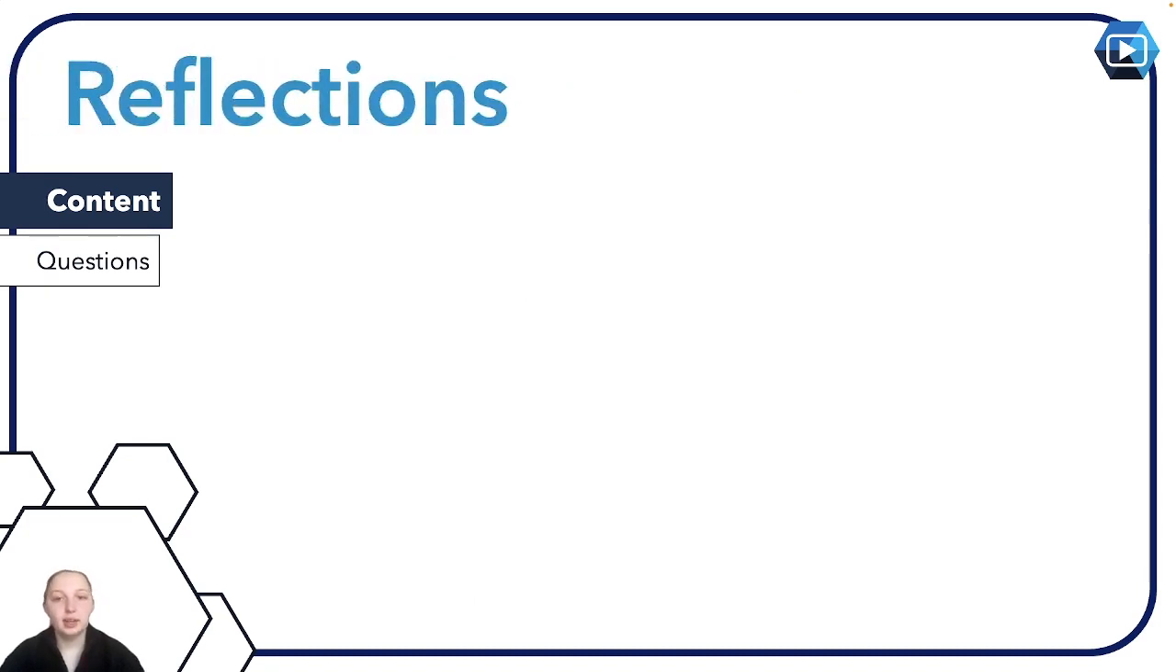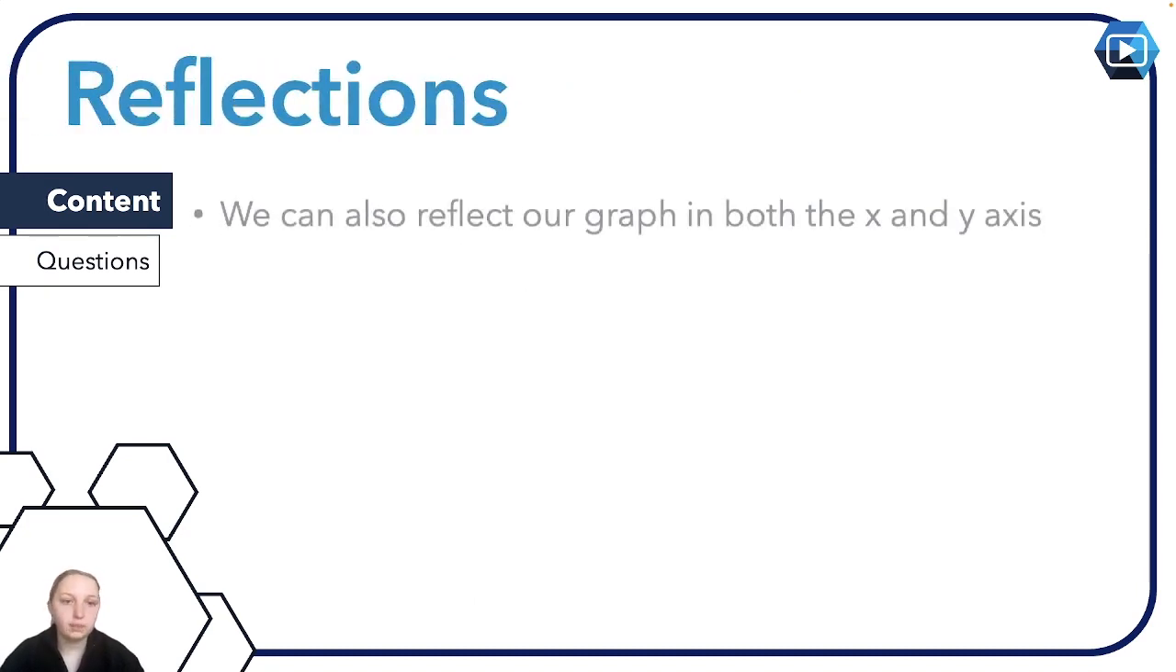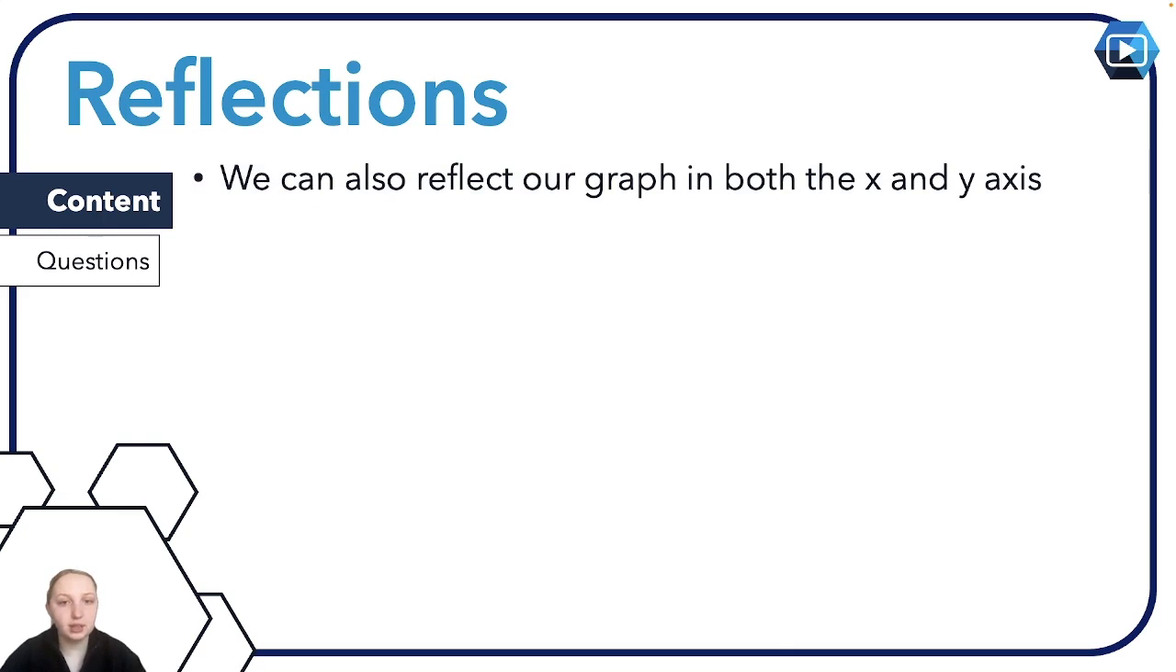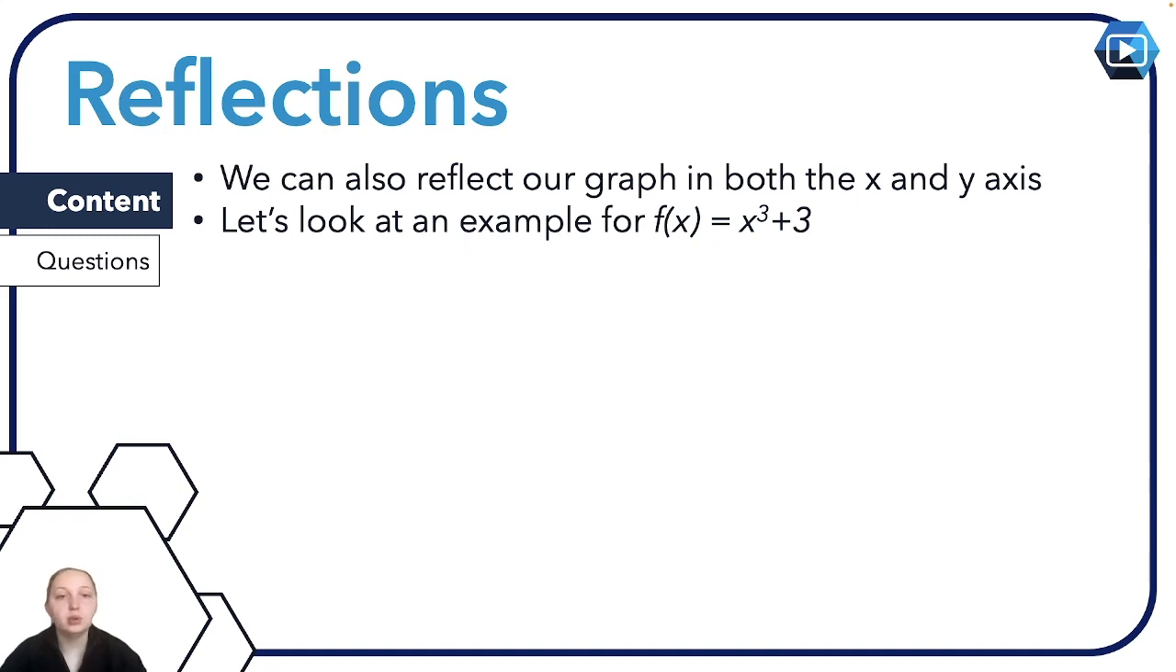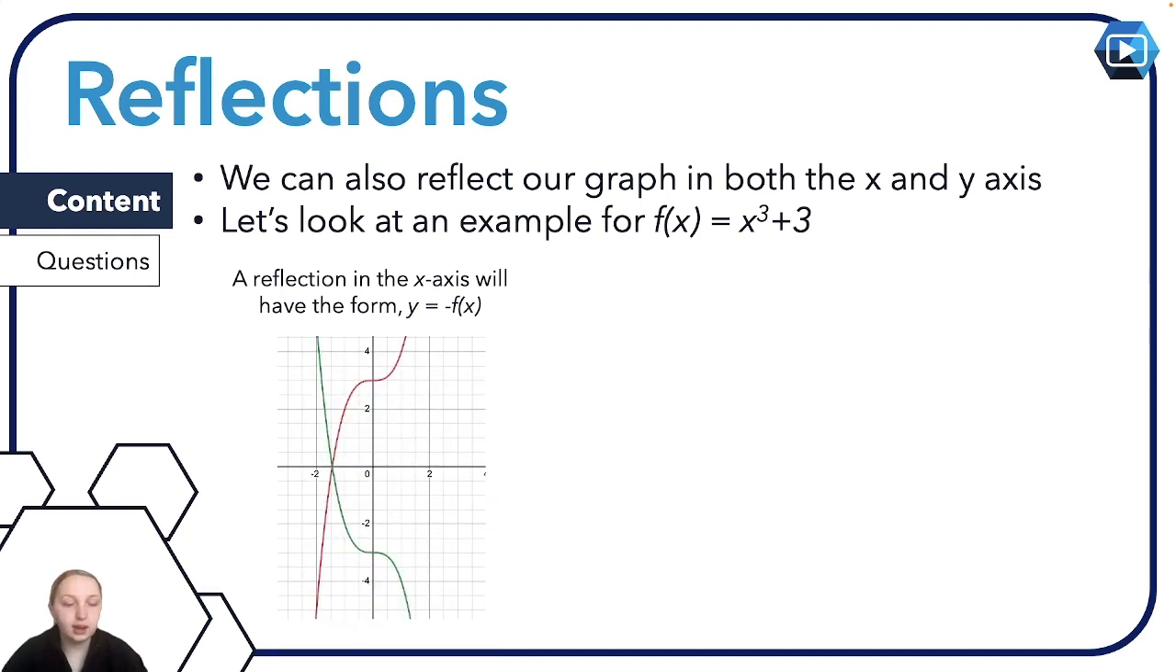Next, the final thing we'll look at here is reflections. You can also reflect your graph in both the x-axis and the y-axis. It's best to think of this in terms of an example. So we're going to look at an example for f(x) equals x cubed plus 3. Our reflection in the x-axis will have the general form y equals negative f(x). And you'll see here, if this red line is our original function of x cubed plus 3, this green line then is y equals negative f(x).